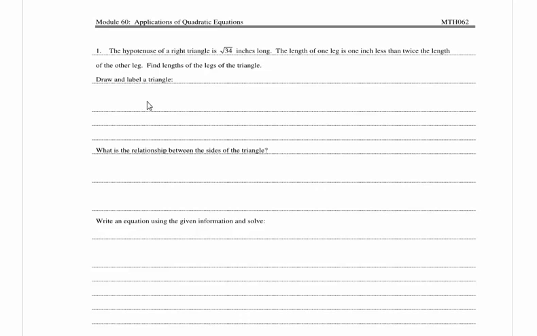So the first thing we want to do is draw and label a triangle. So if we have a right triangle, we know that the hypotenuse is the square root of 34. And they told us that one leg is 1 inch less than twice the other length. So we're going to make one leg x, and then the other length is going to be 2x minus 1, which represents 1 inch less than twice the first leg.